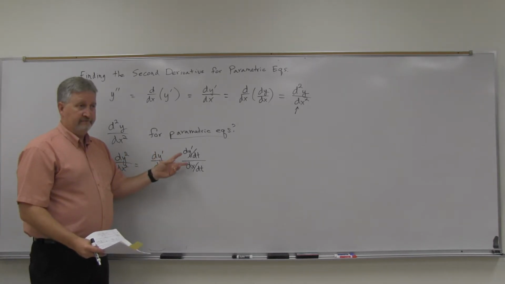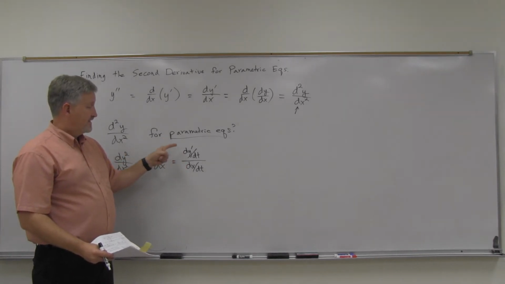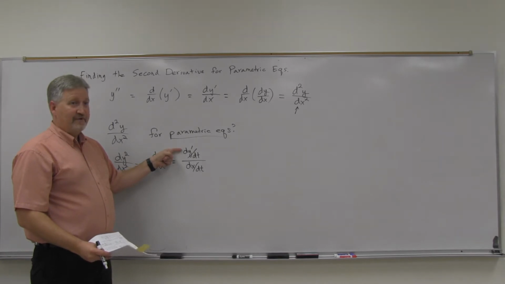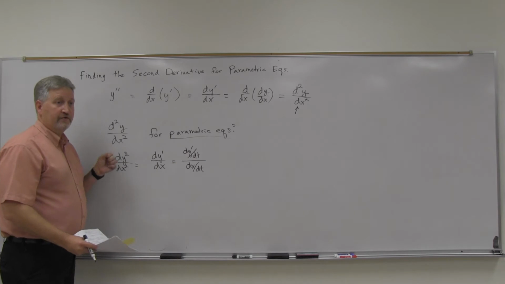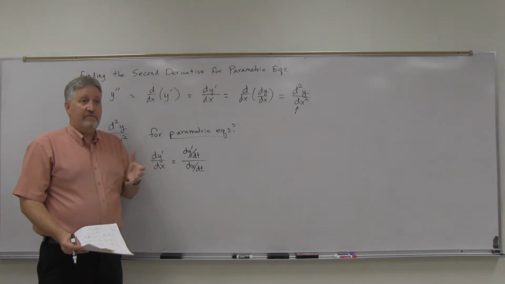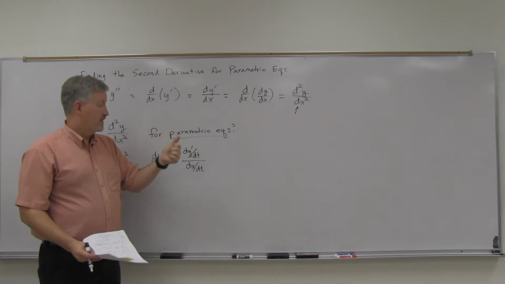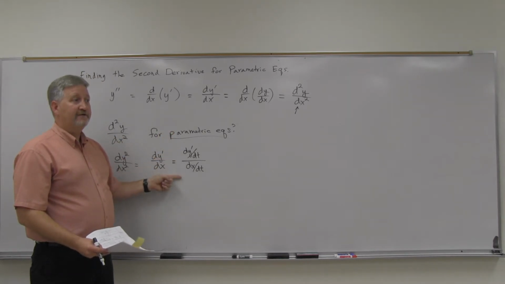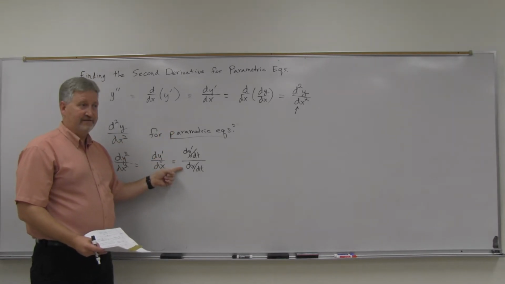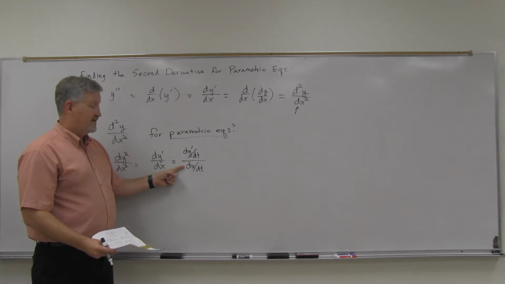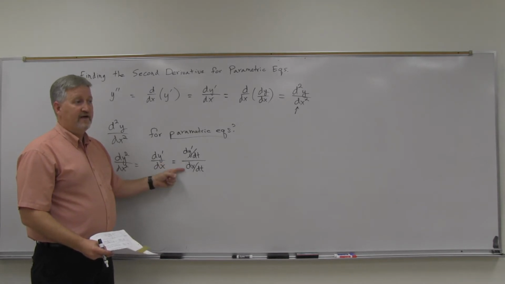So what does this mean? This means that I do the derivative with respect to t of y prime, so I'm doing the second derivative, so that makes sense. Second derivative, I'm doing the derivative again. So I've got the first derivative, now I'm going to do the derivative again. However, this part is where the trickiness comes in, because this says I also then need to divide that by, again, the derivative of x with respect to t.